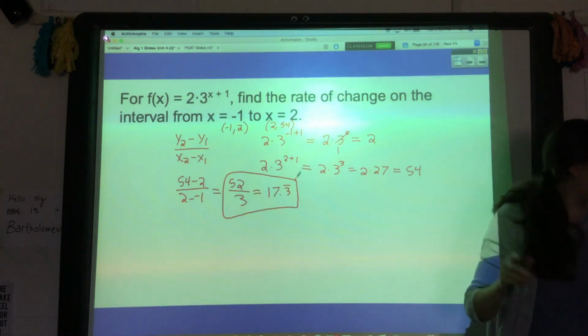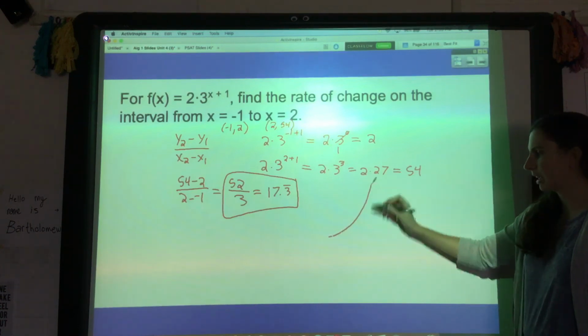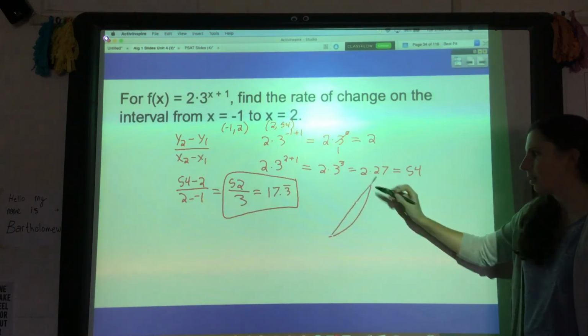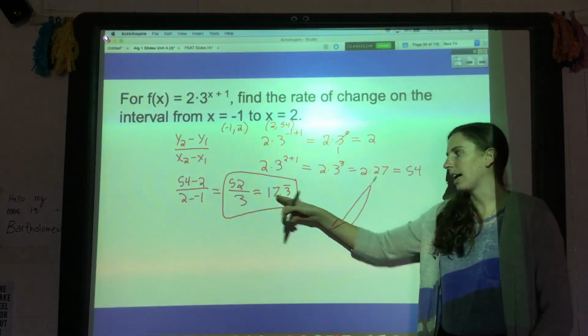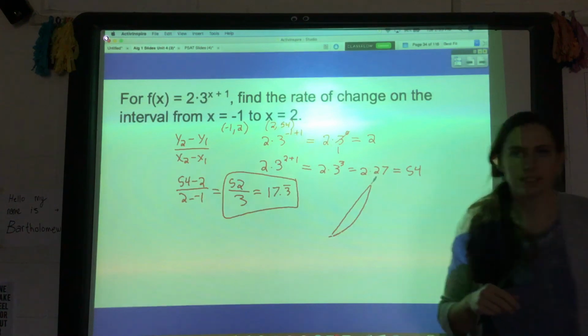This tells me that on that interval, the graph probably was increasing by a little bit and then a lot of it, but on average it was pretty steep and positive. It was going up by 17.3 for each increase of x. And that is the end of this lesson.